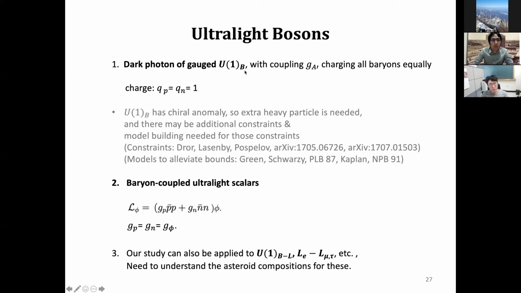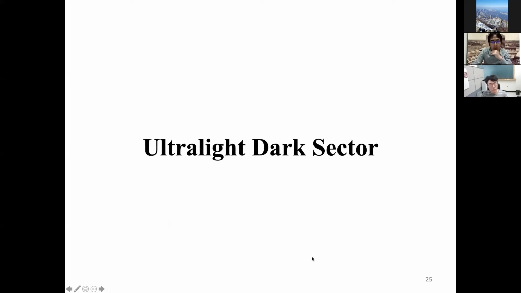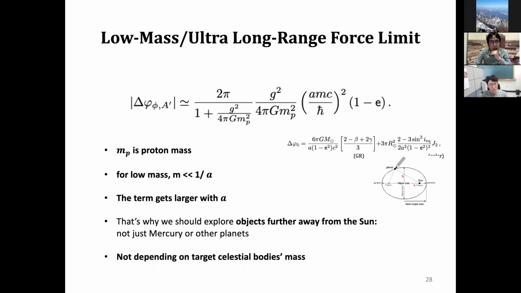So we use U1b as an example for now. But our analysis can be directly recast for B minus L, or Le minus L mu, or Le minus L tau. Okay. So this is the new physics contribution to the precession in the low mass limit. When your mass is very small, when you have m much smaller than 1 over a, where 1 over a is the inverse of the semi-major axis, you get this expression. This is the precession caused by new physics in a closed form.